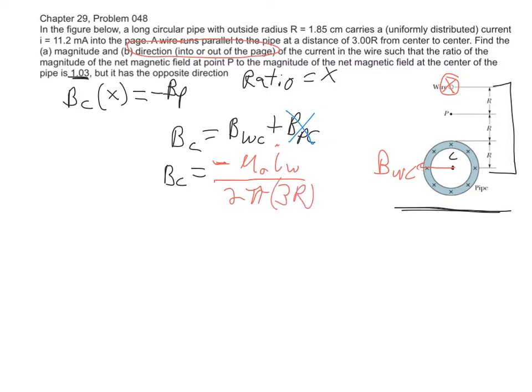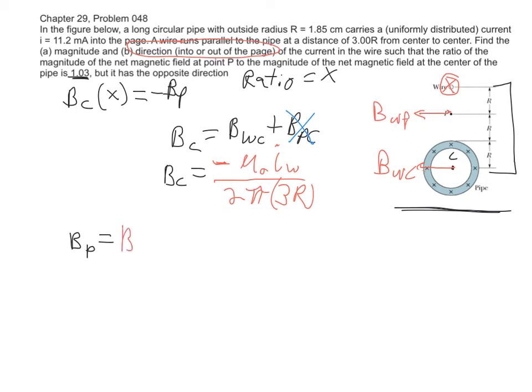So that's the B field at point C. Okay, what about the B field at point P? Well, again, it's going to be the sum of our two B fields. Again, using our right-hand rule, we can see that the B field due to the wire at point P is going to be in this direction.